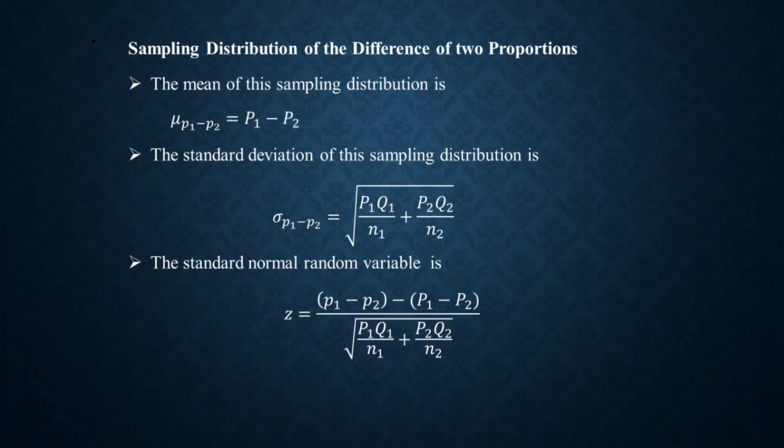Now sampling distribution of the difference of two proportions. Here the mean of the sampling distribution is represented by mu p1 minus p2, which is P1 minus P2, and the standard deviation of the sampling distribution is represented by sigma p1 minus p2, which is defined as root of P1 Q1 by n1 plus P2 Q2 by n2, and the standard normal random variable is z equal to (p1 minus p2 minus (capital P1 minus P2)) by root of P1 Q1 by N1 plus P2 Q2 by N2.